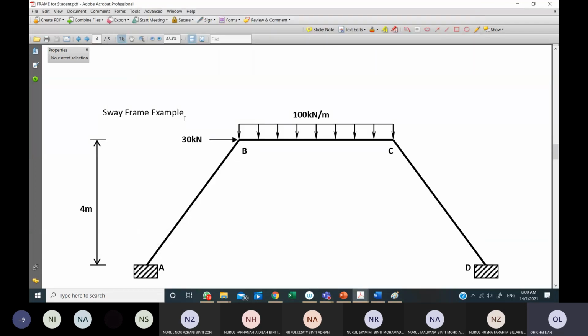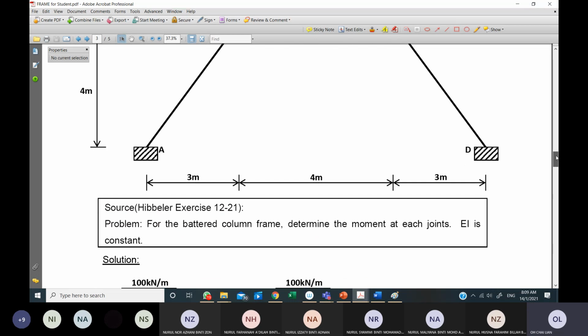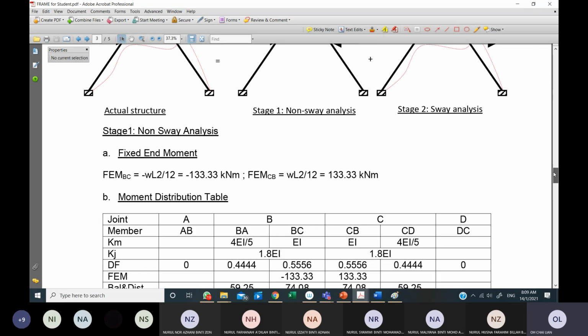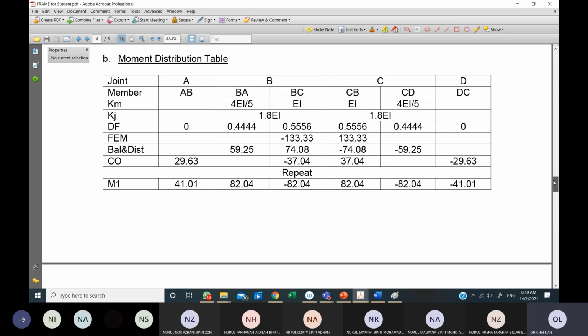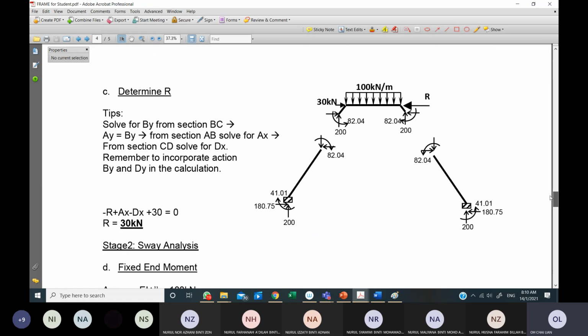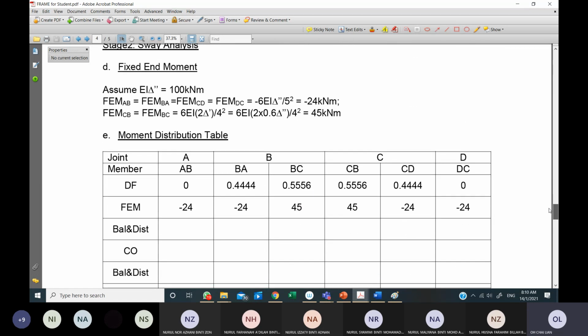Okay, class. Today we are going to have a look at the sway frame example. The examples are provided to you. Some of the sections have been filled with answers. Then we are going to go through together how these solutions have been done, and some of the parts that I have actually left empty, we are going to work on.